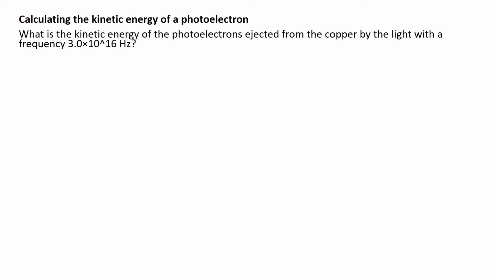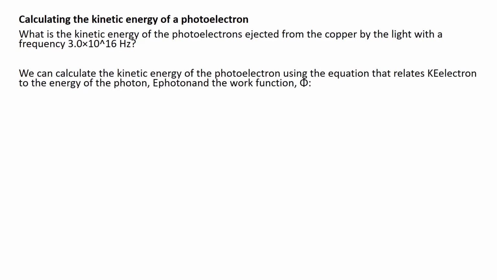What is the kinetic energy of the photoelectrons ejected from the copper by the light with a frequency of 3.0 times 10 to the power of 16 Hz? We can calculate the kinetic energy of the photoelectron using the equation that relates the kinetic energy of the electrons to the energy of the photon. So now, we have the formula. Energy of the photon is equal to the kinetic energy of the electron plus the work function.